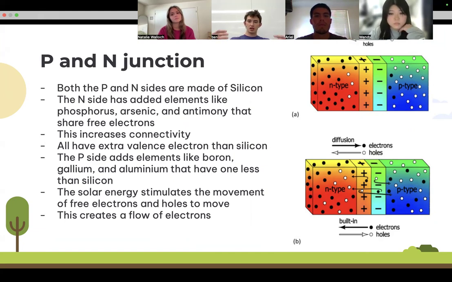And then as there's movement across the junction from the electrons and the holes, this is what creates the flow of electrons with diffusion across, and that actually creates the flow once it's stimulated from the solar energy.